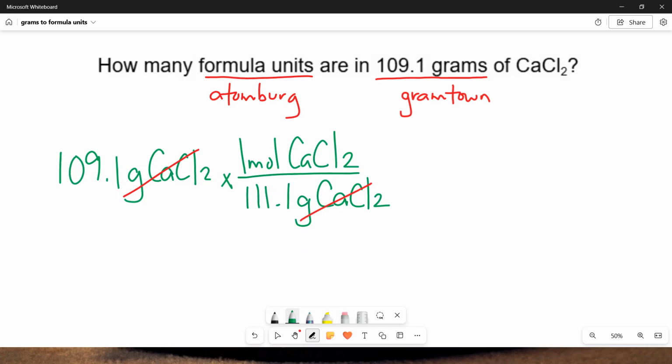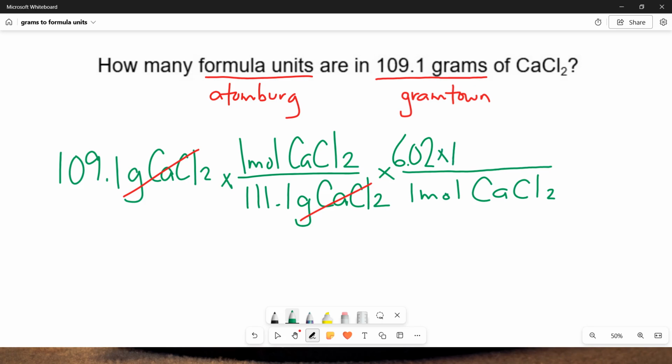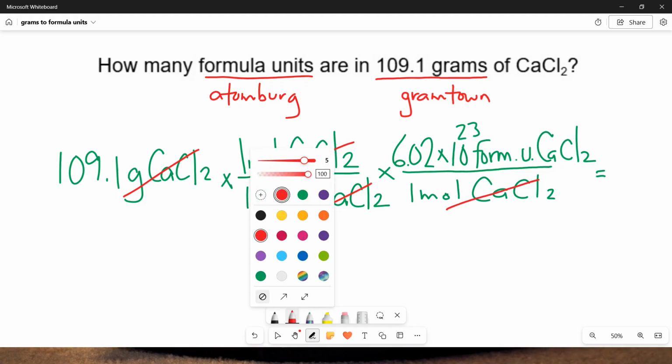So continuing on, we are now in moles and we need to go to Adamberg. So the down arrow for there is 1 mole of the calcium chloride in the denominator and Avogadro's number of pieces in the numerator. And in this case, it is going to be formula units since this is an ionic compound of calcium chloride. I know this is set up properly also because the moles of calcium chloride in the numerator cross out with moles of calcium chloride in the denominator.